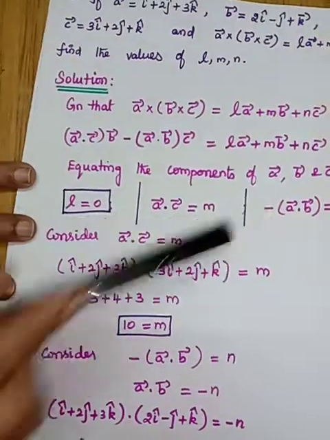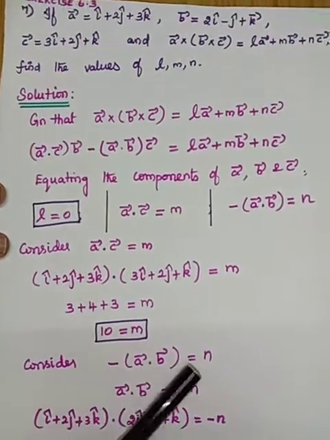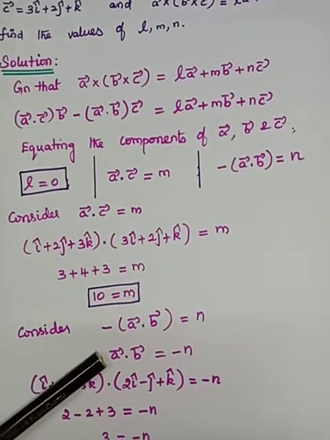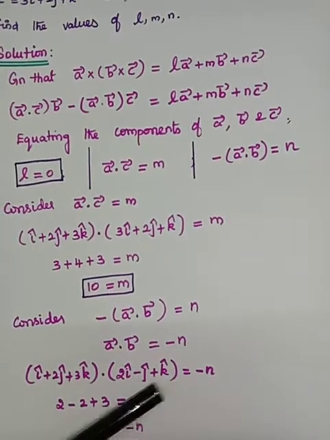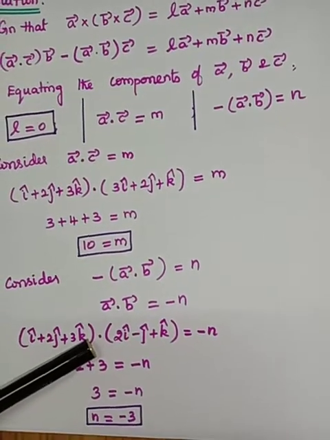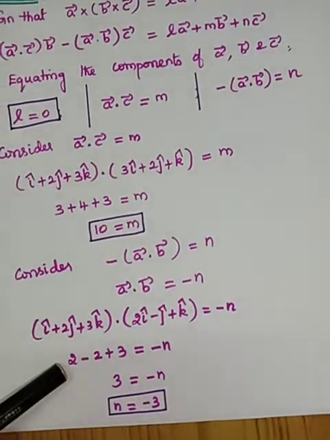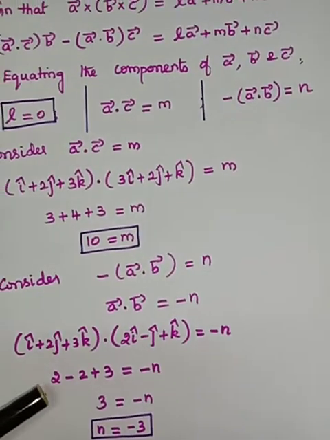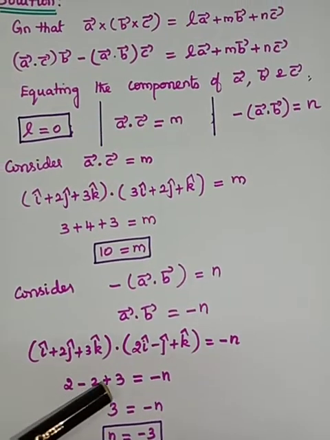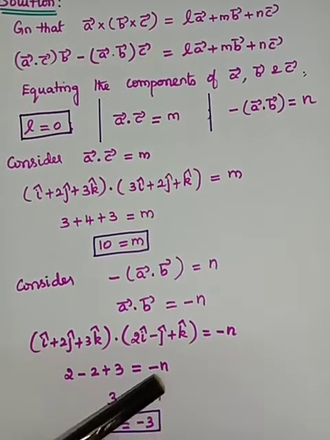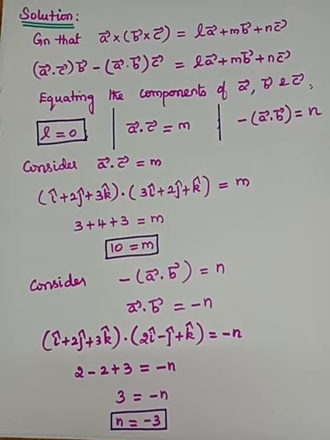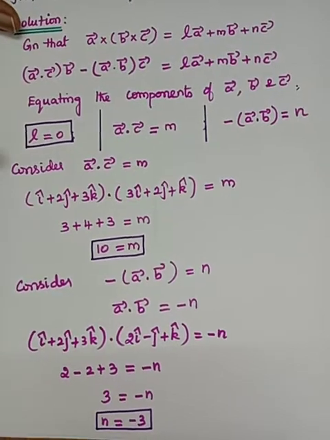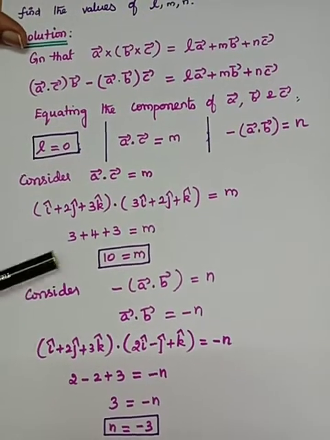In the same way you consider this, minus of A dot B is equal to N. So this can be written as A dot B is equal to minus N. So A vector and B vector are given. In between you are having the dot product. So same components have to be multiplied and then added. So your answer is 2 minus 2 plus 3, that is equal to minus N. So 3 is equal to minus N, N is equal to minus 3. So we have found the values of L, M and N.